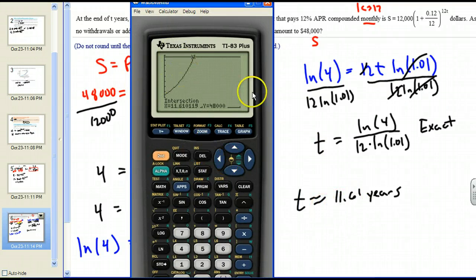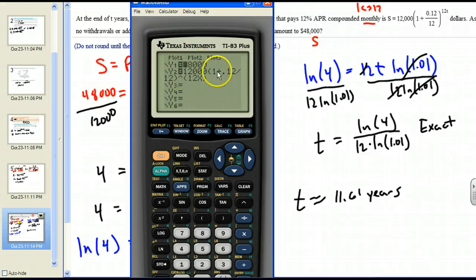So remember, you can always use this. Always use this if you get stuck and don't know how to do it exactly. Any equation, left side y1, right side y2, graph it, move the window around until you see the intersection, and then find the intersection with option 5.